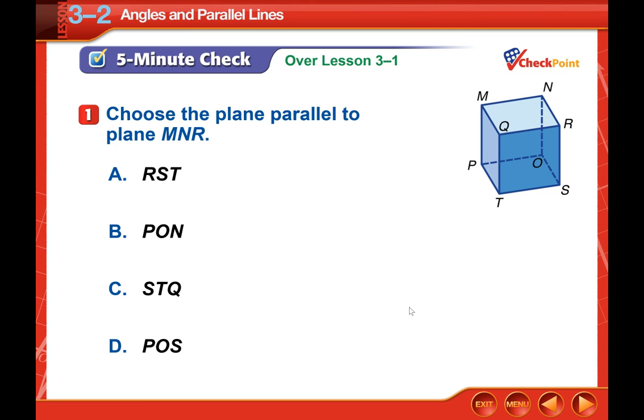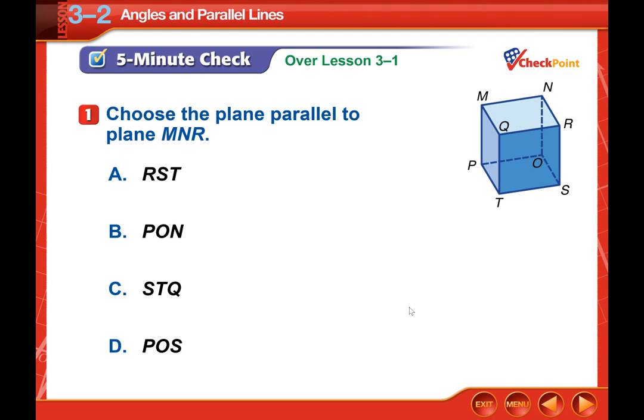Today we're going to begin lesson 3.2, where we look at angles and parallel lines. In our previous lesson, 3.1, we started to look at parallel lines and planes, as well as the transversals that caused us to have some new angle relationships where we had interior and exterior angles. We had ones that were alternating or corresponding. So let's review.